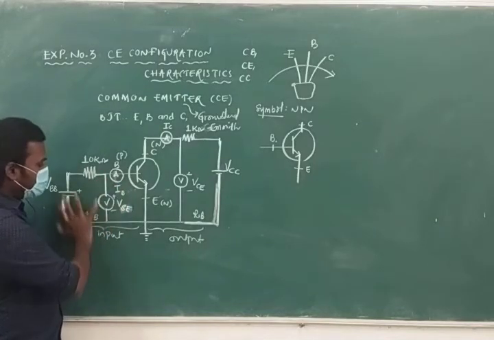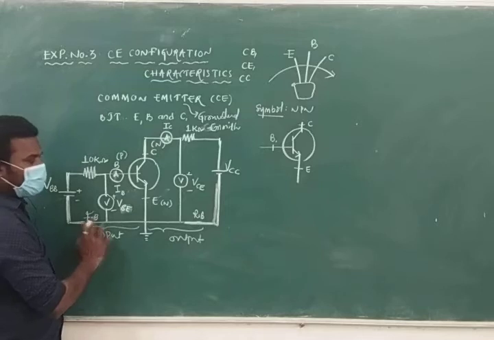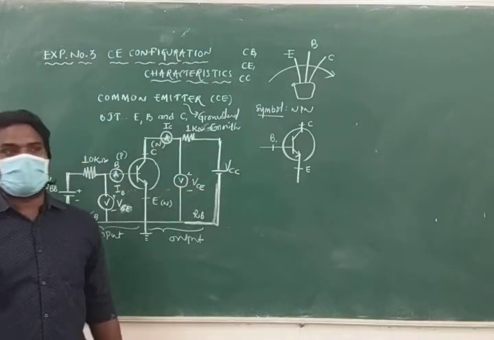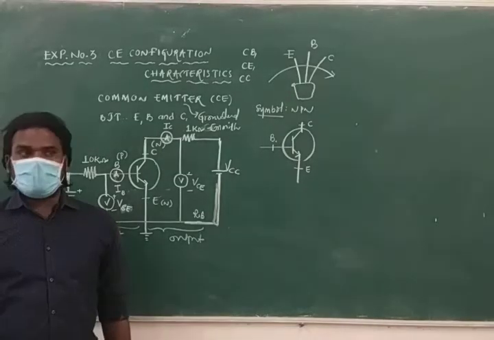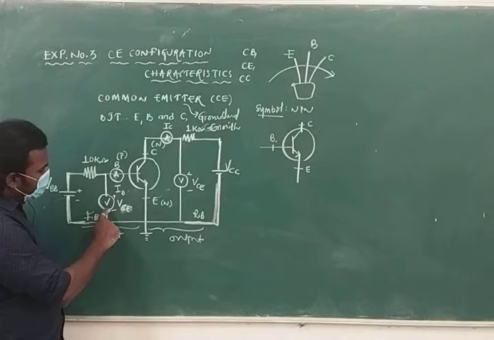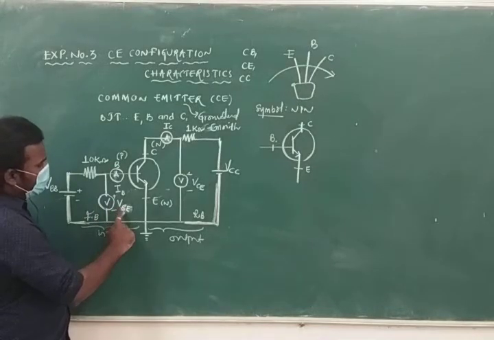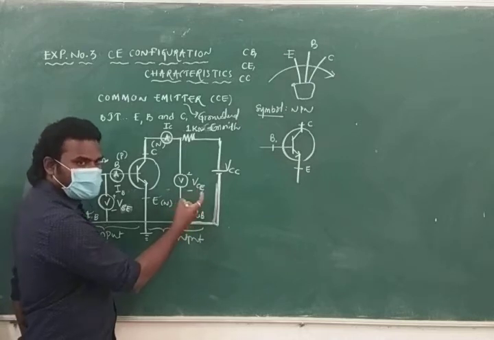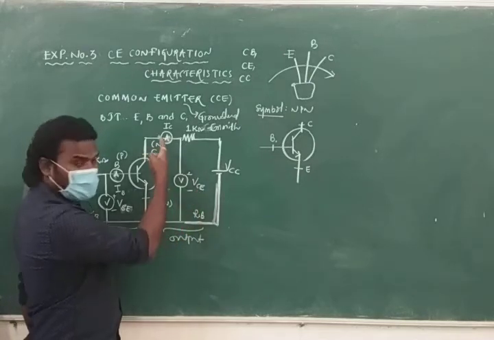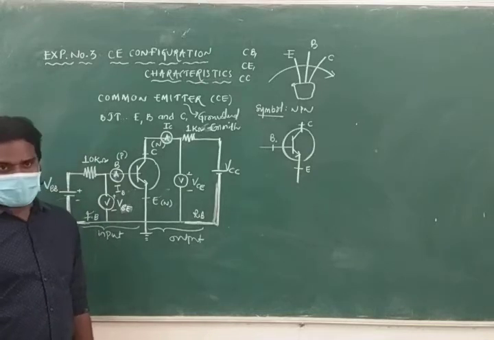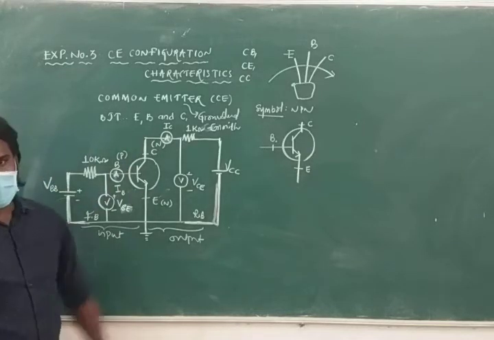This input circuit is connected in forward bias. This output circuit is connected in reverse bias, so that you can get the two characteristics: input characteristics and output characteristics. Input characteristics means a relation between VBE and IB. Output characteristics means a relation between VCE and IC. So we have to determine the two characteristics in case of CE configuration.